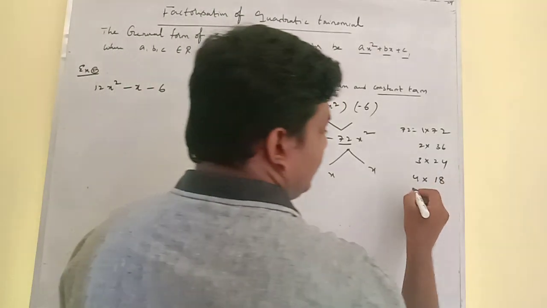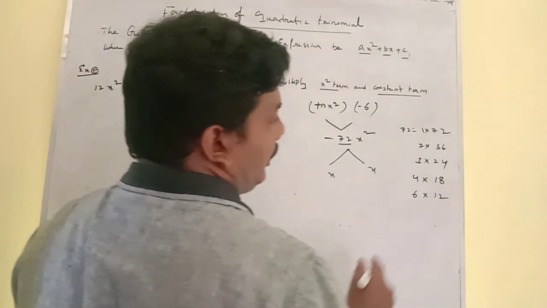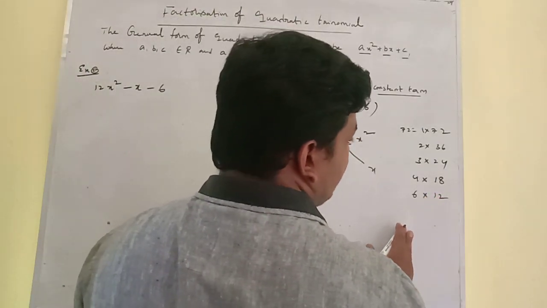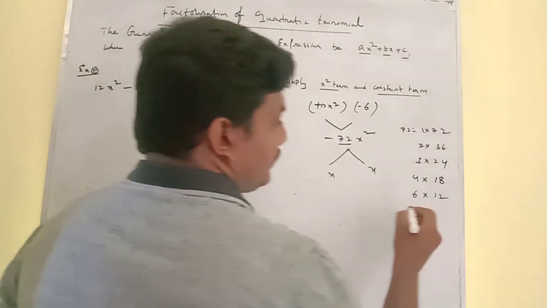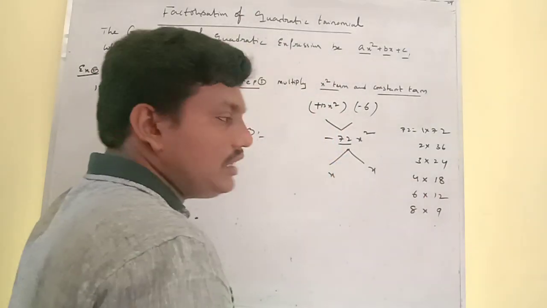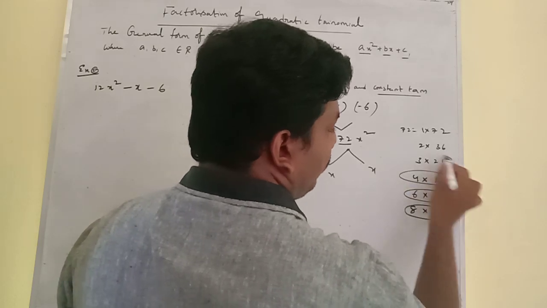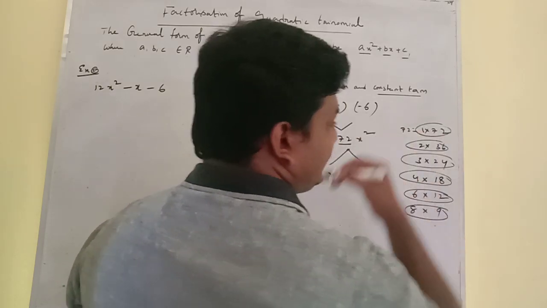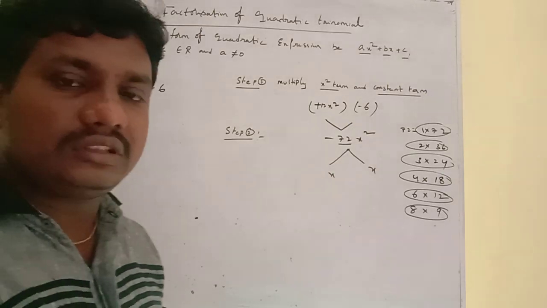5 table not possible. 6 table possible. 6 12s possible. 7 table not possible. 8 table you can see, 8 table possible, right? 8 9s it is possible. Then 9 8s. These are the pairs we have taken. 1 2 3 4 5 6, 6 pairs are there. So in each and every pair we have to select.